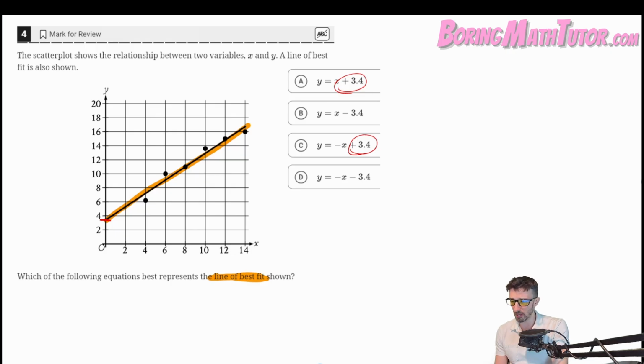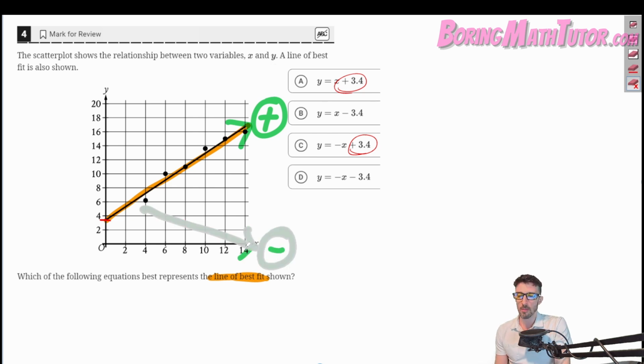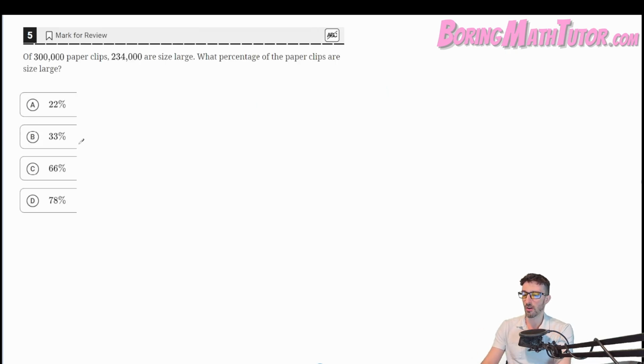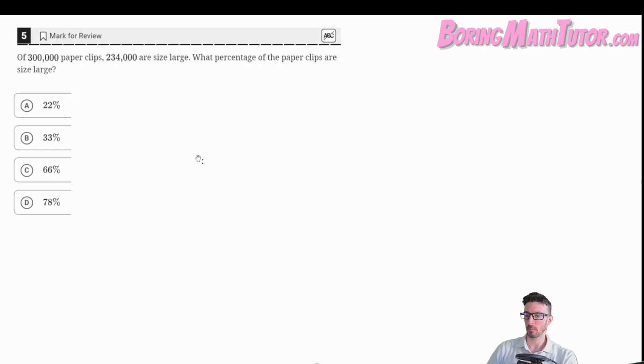And then what about the slope over here? Well, it's heading up. That means it's a positive slope. When you're seeing things are on the up and up, you're very positive. When things are going down, you're very negative. But we're not negative here, so that means we cancel out this one that has a negative slope, and we have to go with choice A. Let's go to number 5.